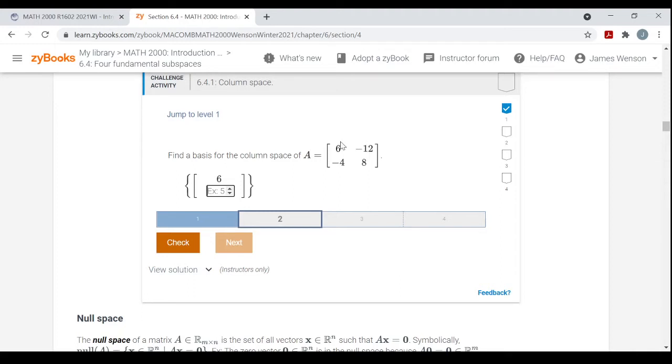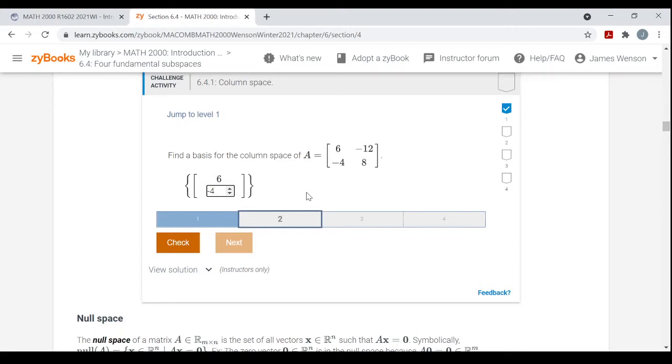Now, it's another 2 by 2, but this time, (6, -4) and (-12, 8), the columns are not independent. They are scalar multiples of each other, right? If I multiply (6, -4) by -2, I'll get this second column. So this second column is not needed. Or if you were to put this into reduced echelon form, the only pivot column would be the first column. So just this one column vector is necessary to form a basis for the column space of A.